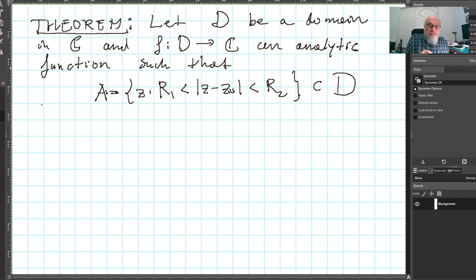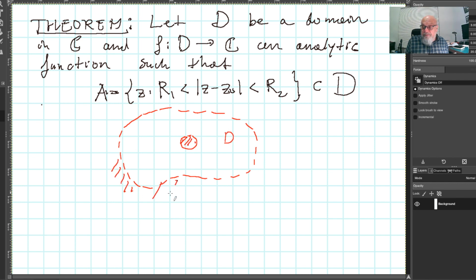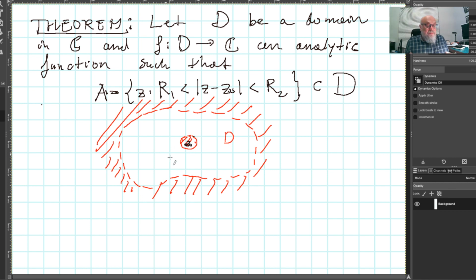Okay, maybe a picture. So here we have the D. This is my D. I remove something from here, so this is removed. This is my D. And now I take the point, okay, let's say z0 is here, and that's not nice. z0, and then I have a circle here, a little circle.